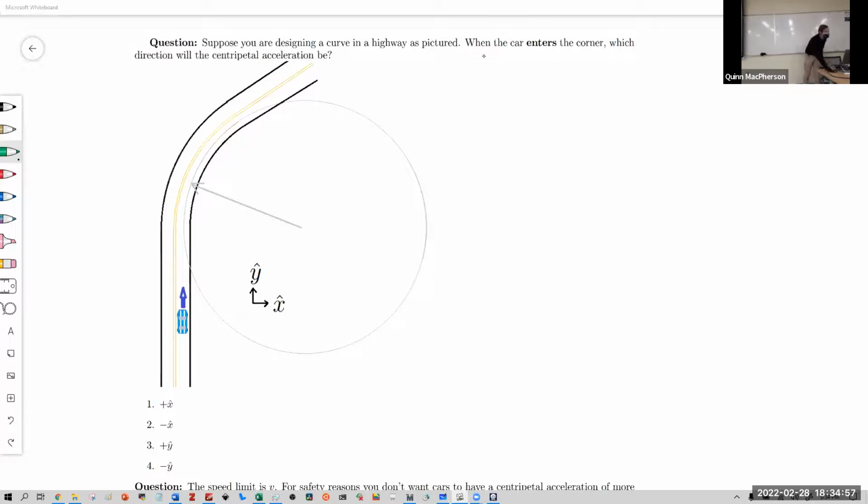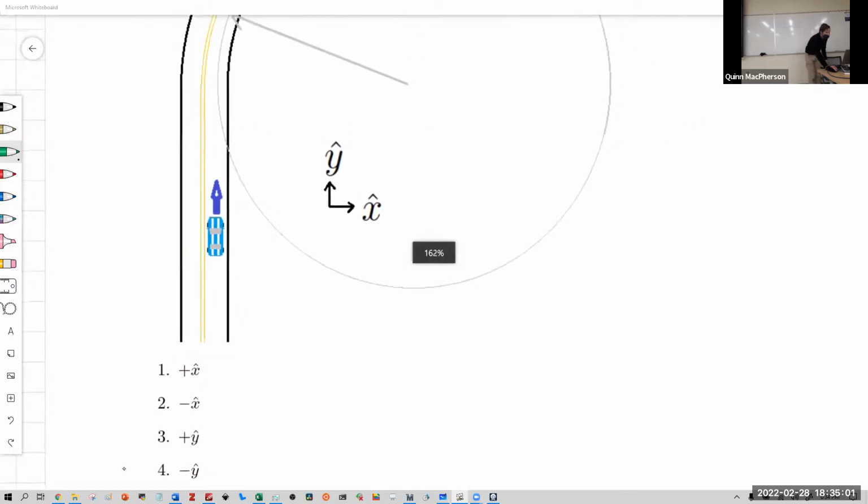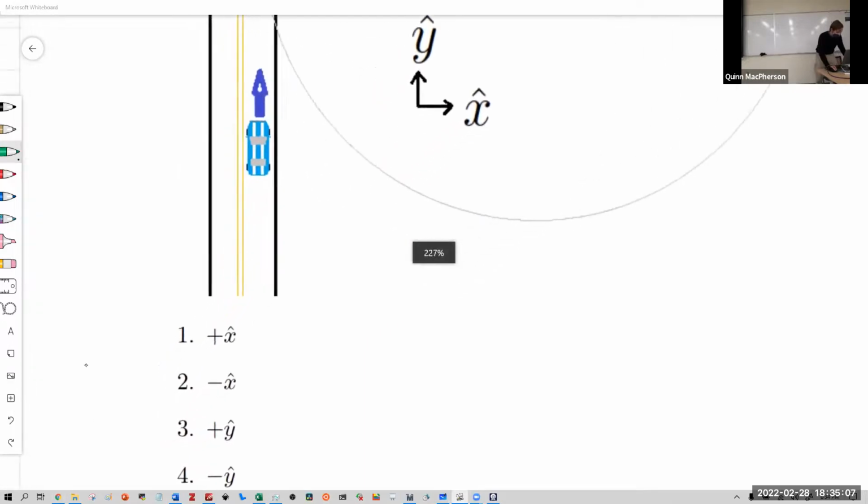You want to zoom in? So hopefully that's enough so you can see. Here, I'll zoom in a little more. So here.